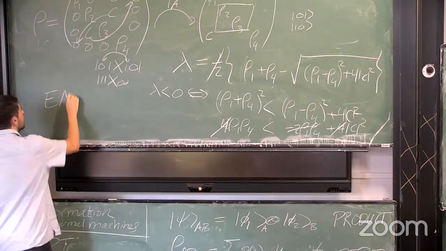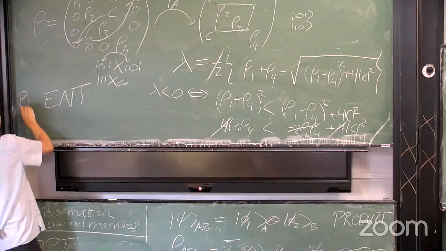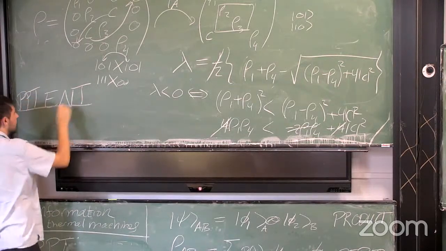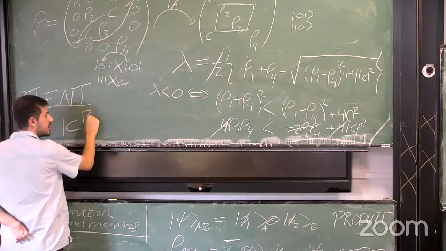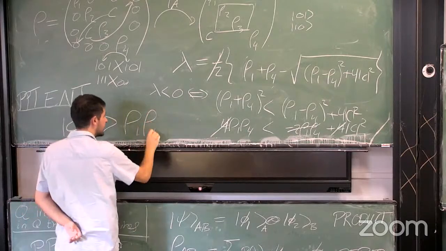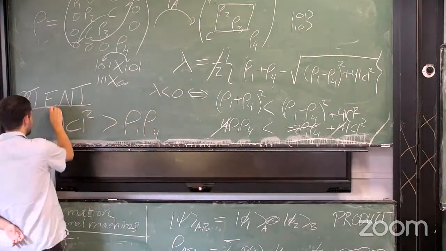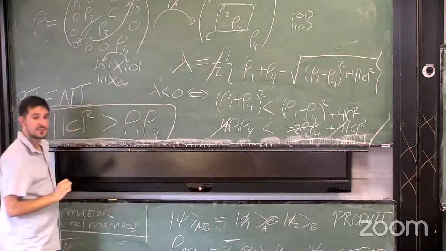So the condition for entanglement in a 2-qubit system, maybe I put the PPT here to remind you where it comes from, is that your coherence squared is larger than the product of your diagonals on row 1 and row 4. So this is necessary and sufficient. That takes every entangled state of this form.